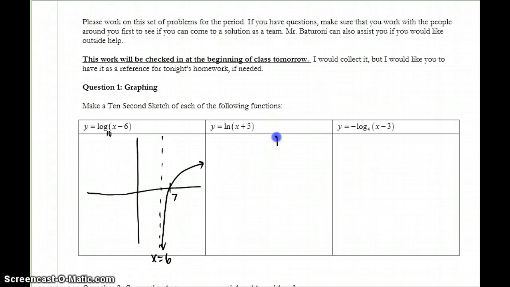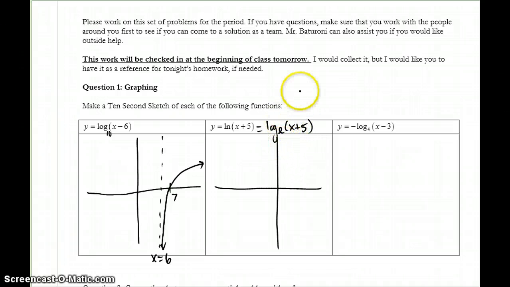The second graph, also a log graph. Remember, when you see ln, that's natural log, which is log base e, and e is 2.718. So it's larger than 1, so we're going to be looking at growth. Plus 5 means shift to the left 5, so x equals negative 5. Logarithmic growth, x-intercept at negative 4, 1 to the right.